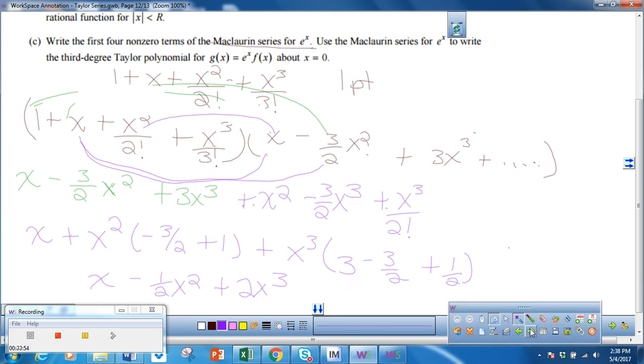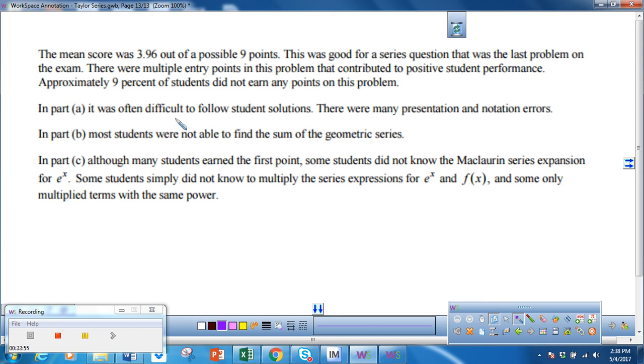Okay? Now, I want you to notice some of the things they said about this. 3.96 was your average. Approximately 9% of the students didn't earn any points on this problem. It's difficult to follow student solutions, and there were many presentation and notation errors. So you want to be very neat and organized in your work and label everything. You also want to make sure you're using the correct notation. In Part B, most students were not able to find the sum of the geometric series. You know how to do that now, so you should be able to do it.